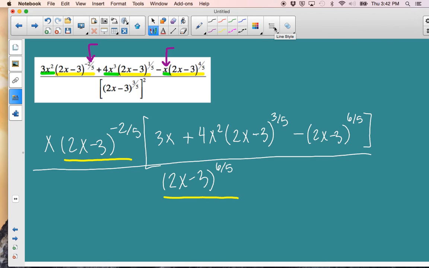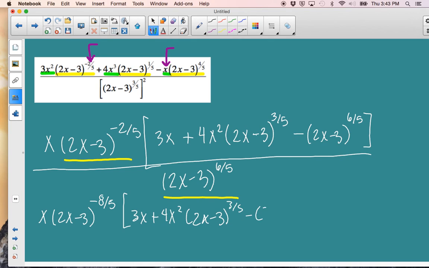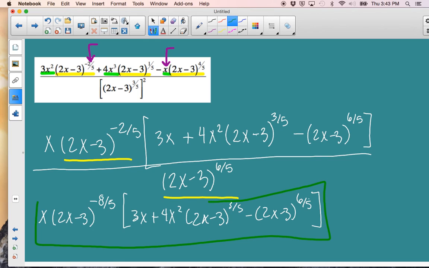So negative 8/5. So I end up with x times 2x minus 3 to the power of negative 8/5 times 3x plus 4x squared times 2x minus 3 to the power of 3/5 minus 2x minus 3 to the power of 6/5. And that right there is your final answer. Okay, we factor the GCF out and we simplified the denominator.